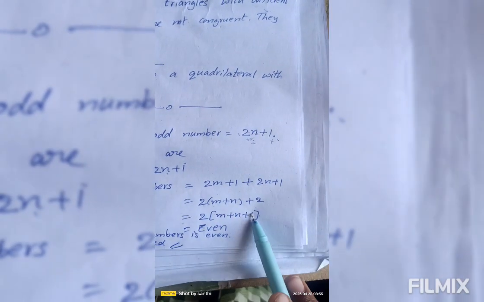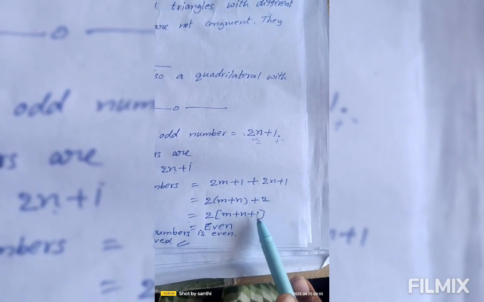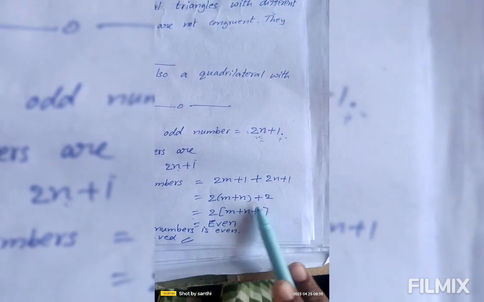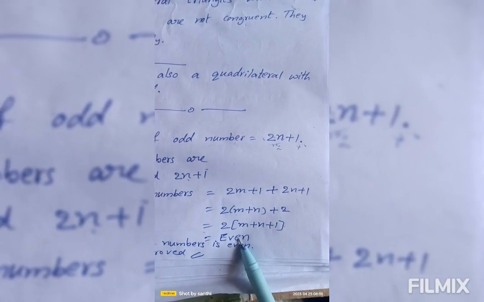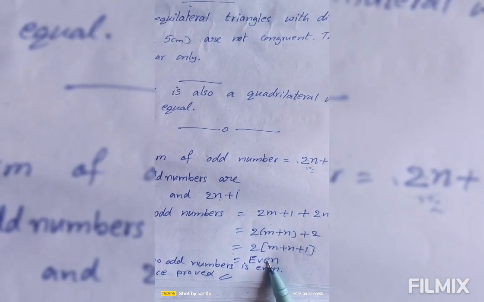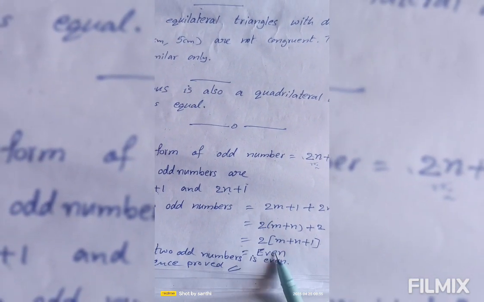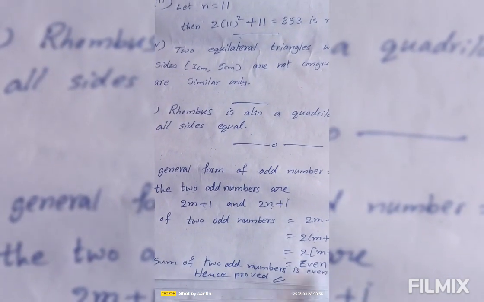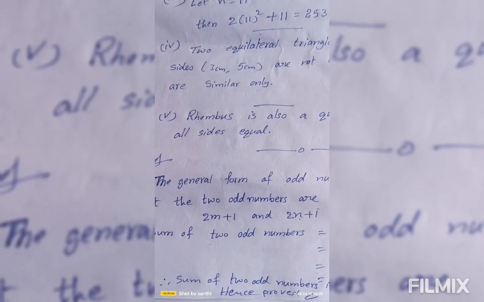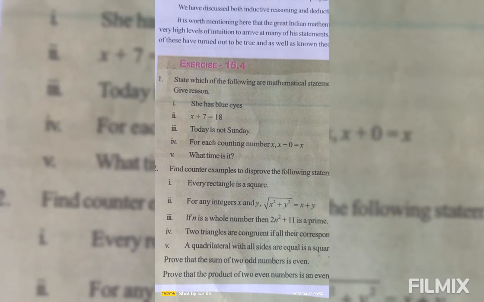2 came out, now 1. Then m plus n plus 1. If you consider it as any number together, 2 into it is there. 2 into something means it will be even, compulsorily. Therefore it became even. Then the sum of two odd numbers is even, hence proved. Now see the fourth one.